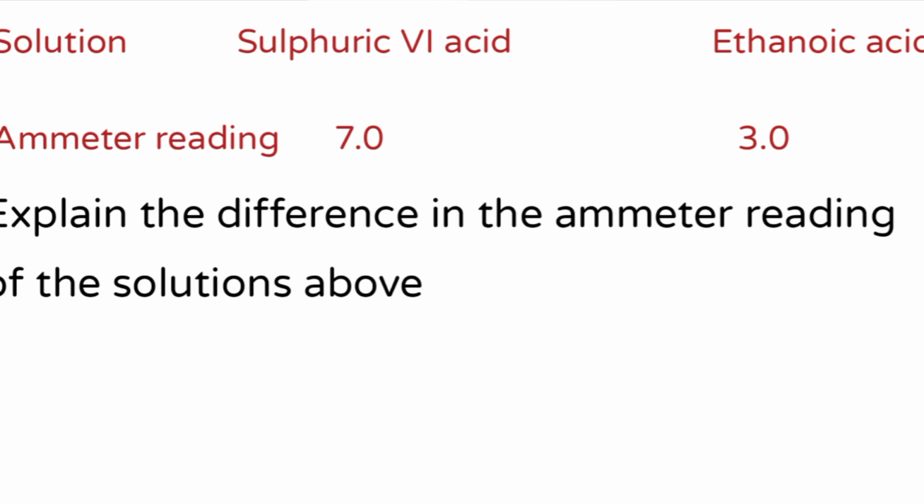The answer is sulfuric acid is a strong acid, hence a strong electrolyte. Therefore, it is fully ionized in solution to yield many ions. While ethanoic acid is a weak acid, hence a weak electrolyte. Therefore, it is partially ionized to yield few ions in solution. Factor number 4, we have chemical reactions.